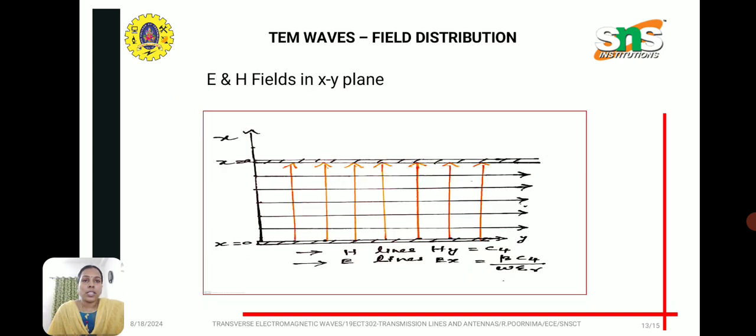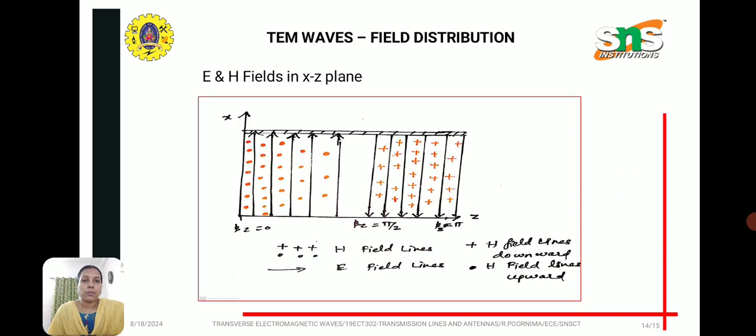The electric and magnetic fields in the XY plane are given. Magnetic field lines are given as arrow marks, and the electric field lines are given as Ex equal to beta C4 divided by omega epsilon r. The electric field and magnetic field components in the XZ plane are also given, where magnetic field lines are given as downward.